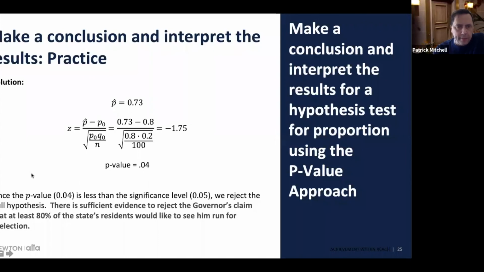I just wanted to tidy up a little wording that got past me on this part. Since the p-value 0.04 is less than the significance level, p is low, the null must go. So we would reject the null hypothesis, which means there is sufficient evidence to reject the governor's claim that at least 80% of the state's residents would like to see him run for re-election.